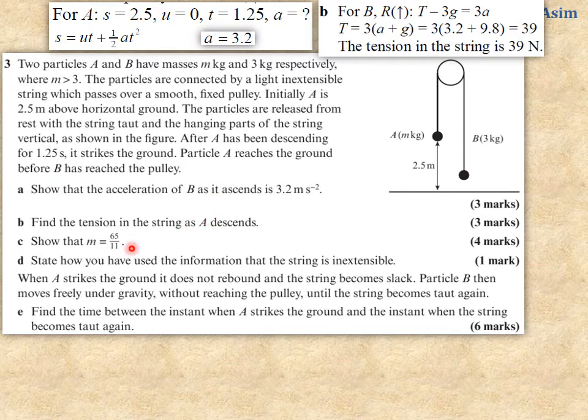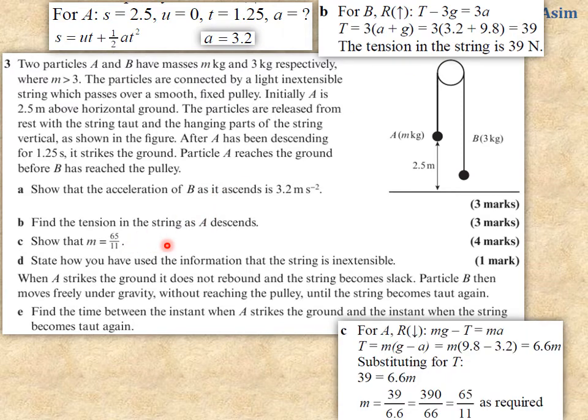Okay, let us show that the mass is 65 by 11 now. Now we look at A. Because it is going down, we take down as positive. So the weight mg will be positive, tension will be negative, equals mass into acceleration. Again, F equals ma. So T is m times, you just rearrange, take the mg on the other side, 6.6. Substituting for T, we know the tension is 39. You simplify, we got 65 by 11 as required, hence proved.